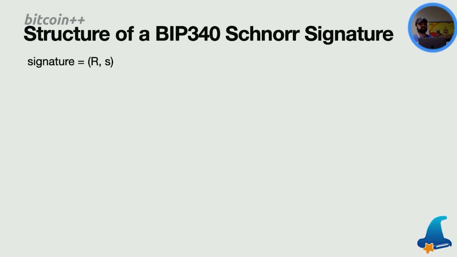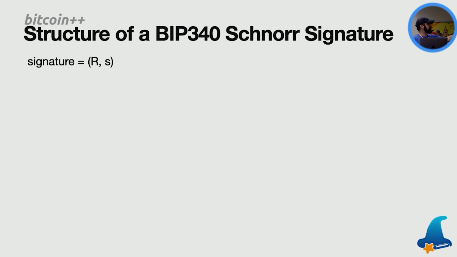Schnorr signatures, and specifically Schnorr signatures as specified in BIP 340, which is what we have in Taproot. We're going to walk through how Schnorr signatures work. We're going to touch on how verification works, and then we're going to show how you can kind of abuse a Schnorr signature to make a covenant.